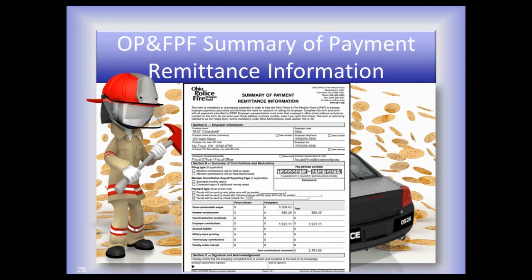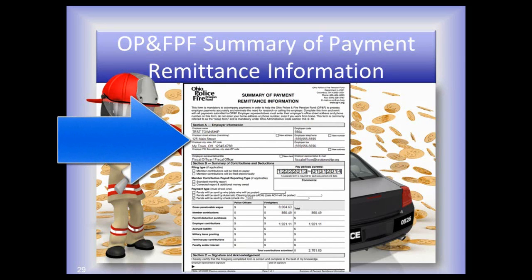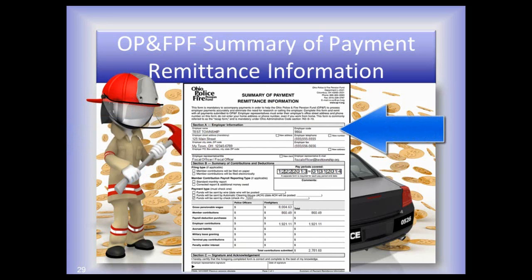The following are some helpful tips for completing the Summary of Payment Remittance Information. Make sure the employer name, address, and phone number is correct. Don't forget to include the employer code.